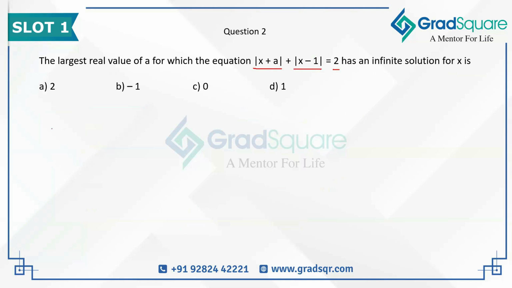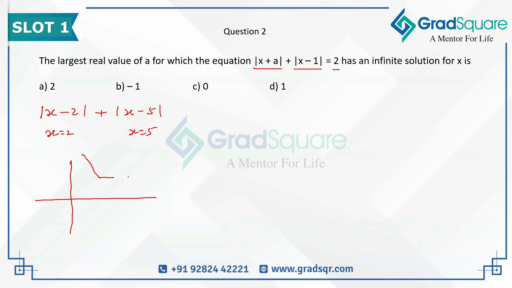Before we even solve this question, we need to understand the typical nature of a function like |x - 2| + |x - 5|. If you try and draw the graph of this particular function, you will realize it will bend at x = 2 and at x = 5. If you go further and try to draw this graph, you will realize that the rough shape of this graph would be looking like this.